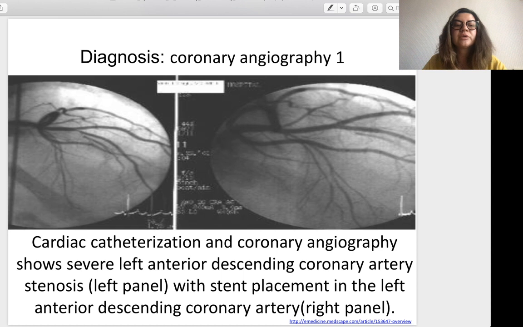This picture shows severe left anterior descending coronary artery stenosis. You see it in the left panel, with stent replacement in the left anterior descending coronary artery. You see at the right panel that revascularization was done, opening of the vessel by stent. And you see how the picture of coronary arteries is changed during coronarography.